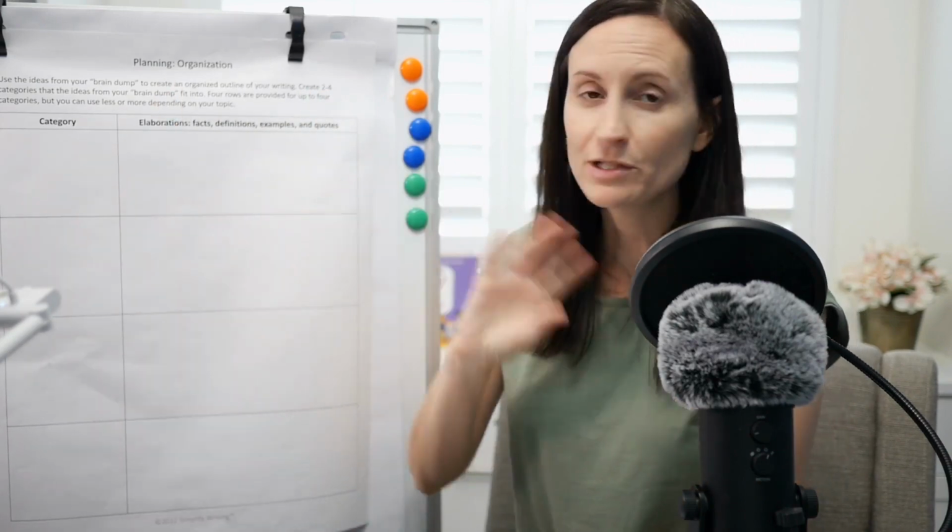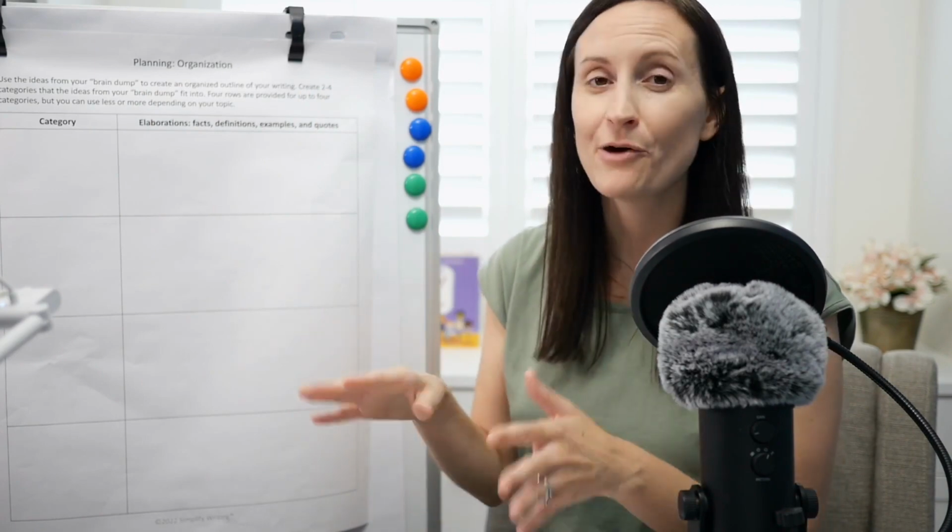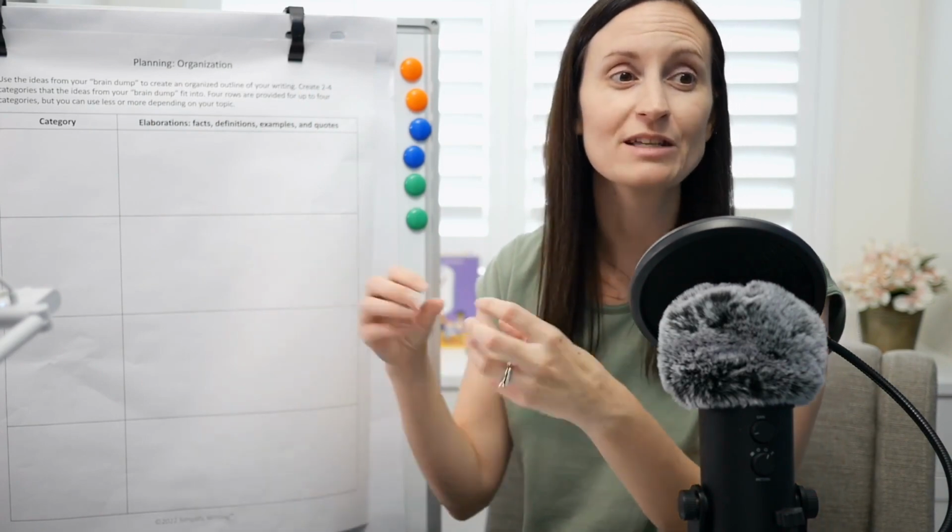So let me show you what this looks like, and then I'll explain how to get to that 3rd step where students are making sure that their categories match their examples and their content. That's the most important thing before you even move on at all to the rough draft.